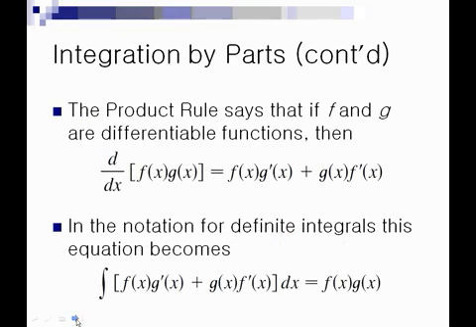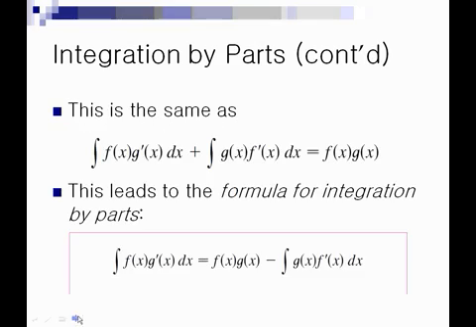If you take the derivative of f(x)g(x), you get f g prime plus g f prime. So it must be true that if you integrate both sides of this equation, the integral of f g prime plus g f prime is f(x)g(x). So what if we subtract one of these onto the other side, and thereby get our formula for integration by parts?